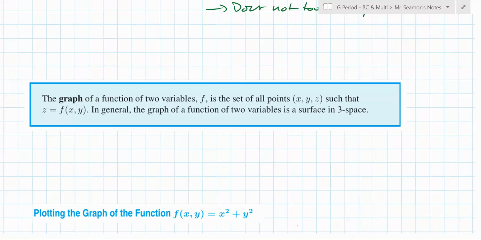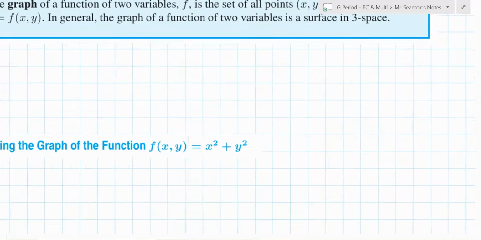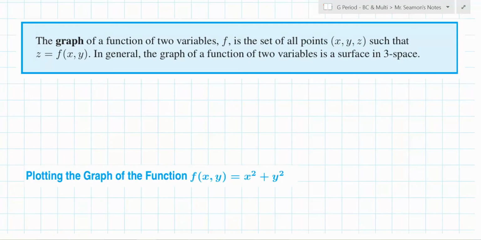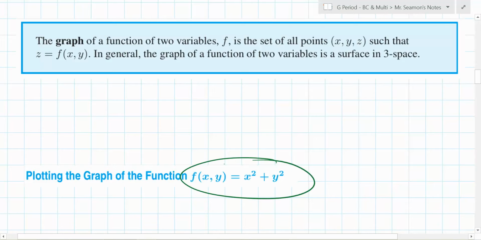So Ali, for example, let's say I asked you to make a graph of f(x, y) equals x squared plus y squared, let's say I asked you to graph that, how would you go about graphing that? What might you want to make? Table. Make a table.